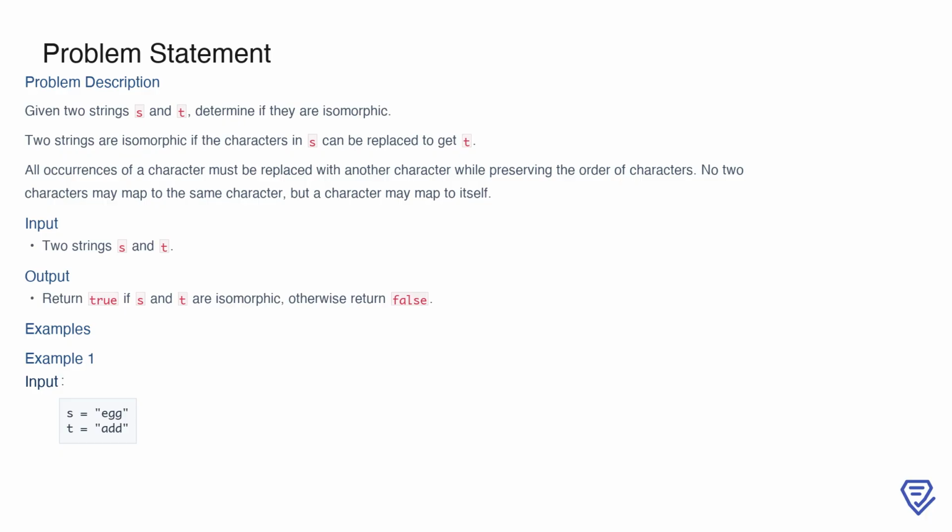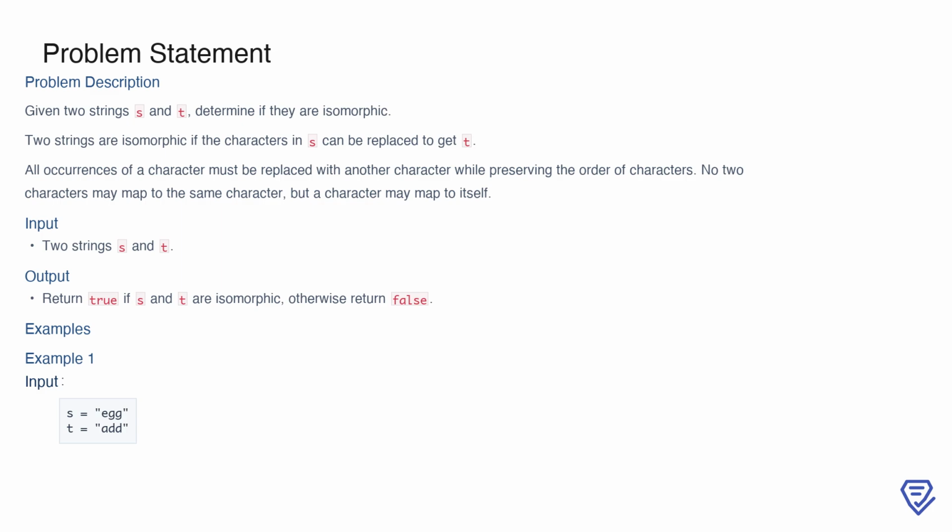Let's dive in. In this problem, we are tasked with determining whether two given strings, S and T, are isomorphic. Two strings are considered isomorphic if the characters in the first string, S, can be replaced to form the second string, T, while preserving the order of characters. However, there are some important rules to follow.